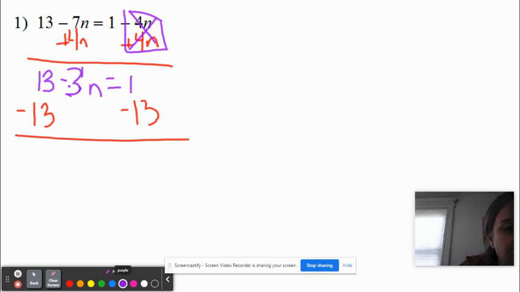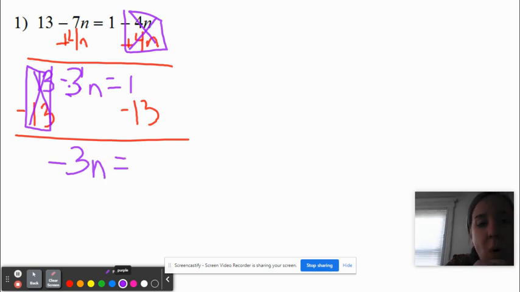And what I'm going to end up with is, well, 13 minus 13 is nothing. But don't forget, this variable term here, it's not just 3n. It is a negative 3n. Equal sign comes down. And 1 minus 13. Like you owe me 13 and have 1 in your pocket. You still owe me 12.